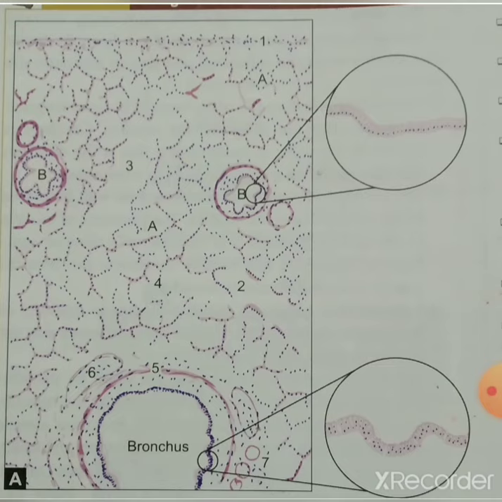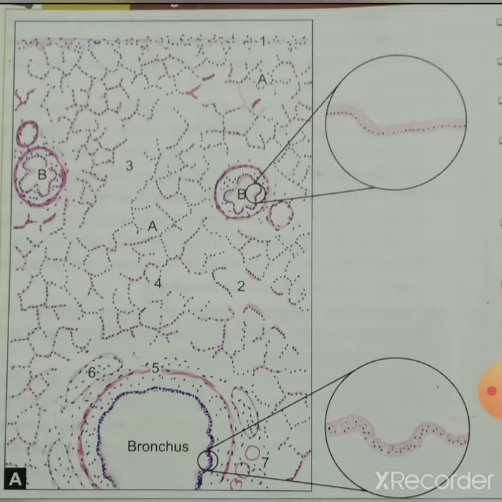Outside the bronchioles you can see arteries near them. The respiratory bronchioles, alveolar duct, and the atrium are also present there. The respiratory bronchiole is represented by the number 2, the alveolar duct by the number 3, and the atrium by the number 4. These are the structures you can see here in the histological, or microscopic, view of the lungs.